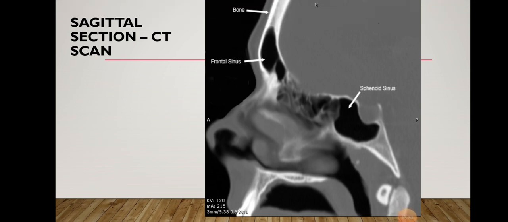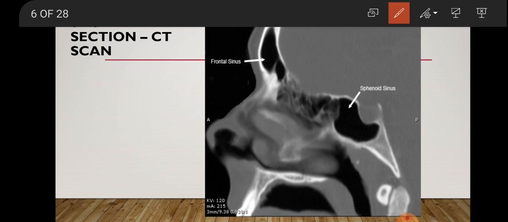This CT picture, the sagittal section, will again tell you the situation of the sphenoidal air sinus. This is the body of the sphenoid where the sphenoidal air sinus is situated, and this is the roof. The anterior part of the roof is related to the optic chiasma, the posterior part of the roof is related to the pituitary gland, and the lateral wall is related to the cavernous sinus, internal carotid artery, and the cranial nerves: oculomotor, trochlear, the three divisions of the trigeminal, and the abducent.